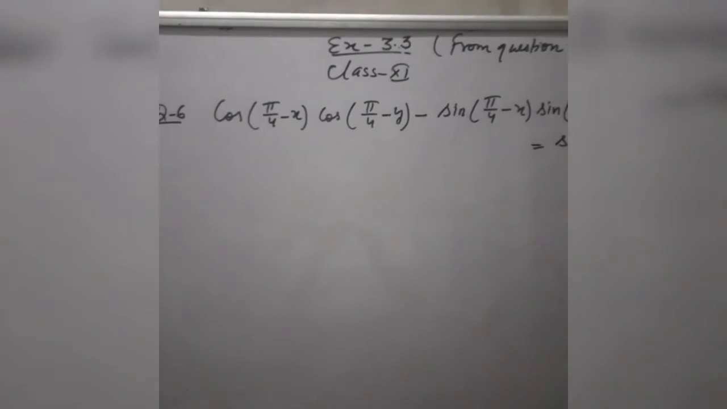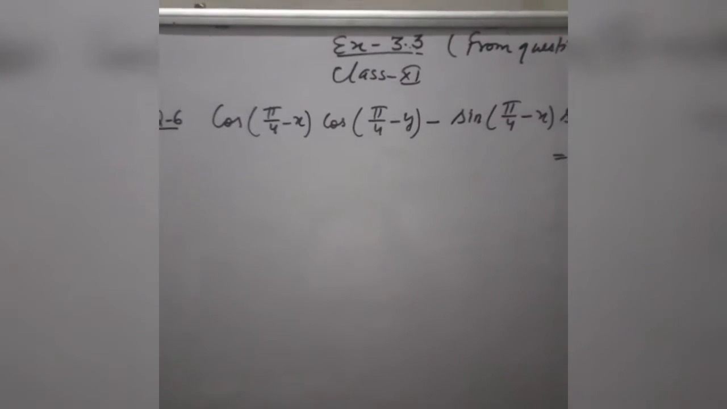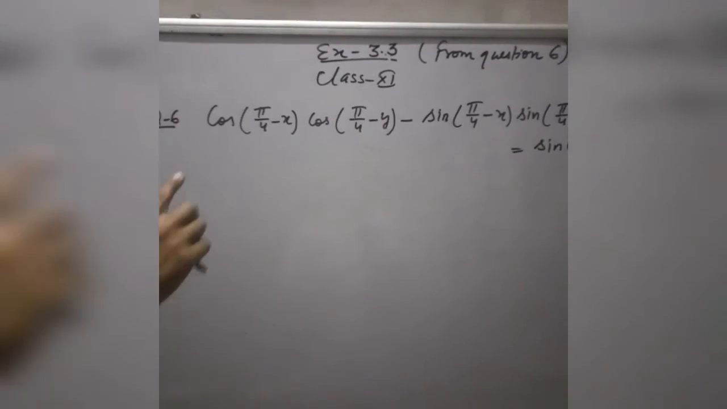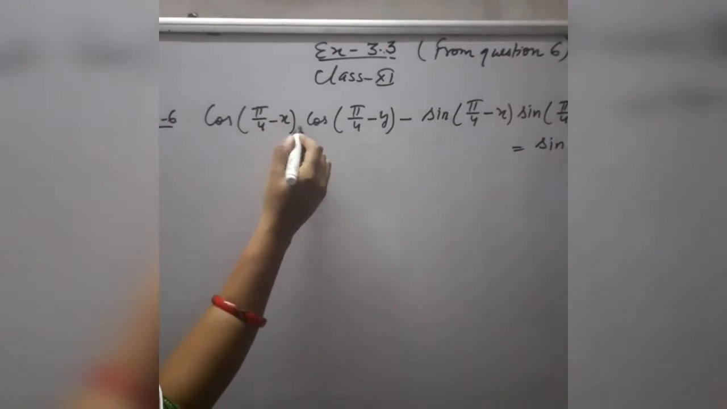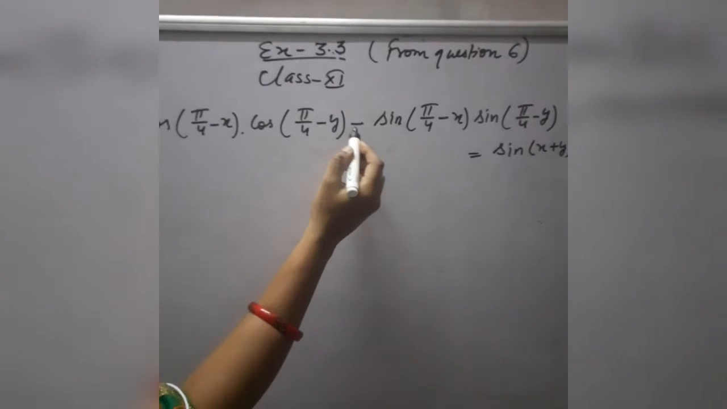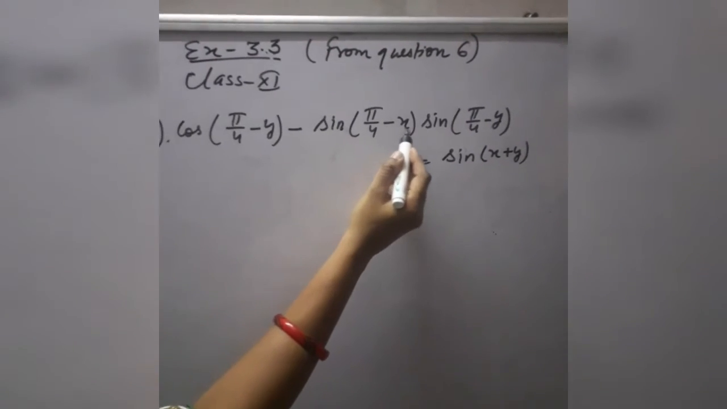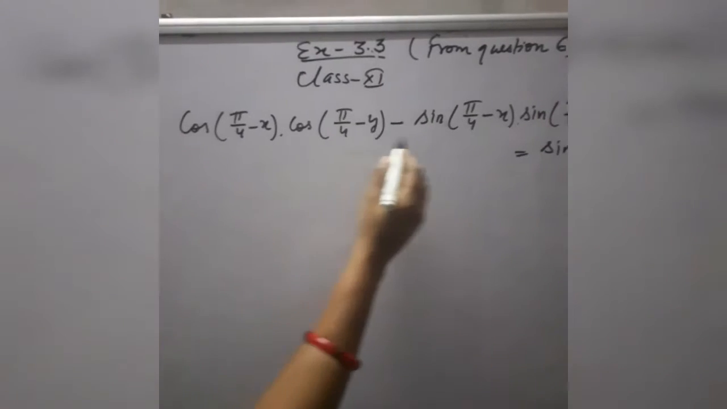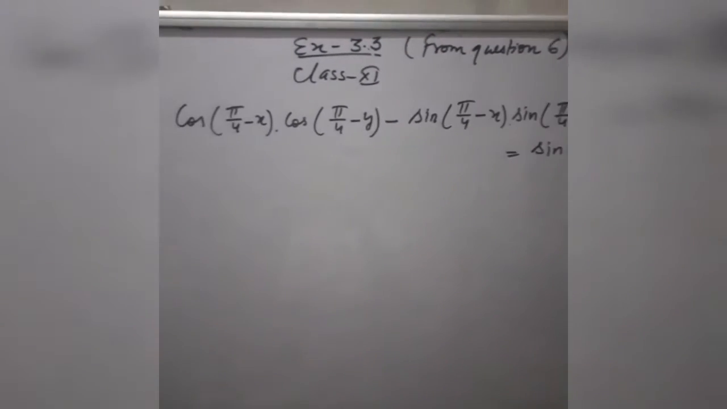Yes students, today we will continue exercise 3.3. We will start from question number 6. The statement of the sixth question is cos(pi/4 - x) cos(pi/4 - y) - sin(pi/4 - x) sin(pi/4 - y), and we have to prove that this left hand side is equal to sin(x + y).